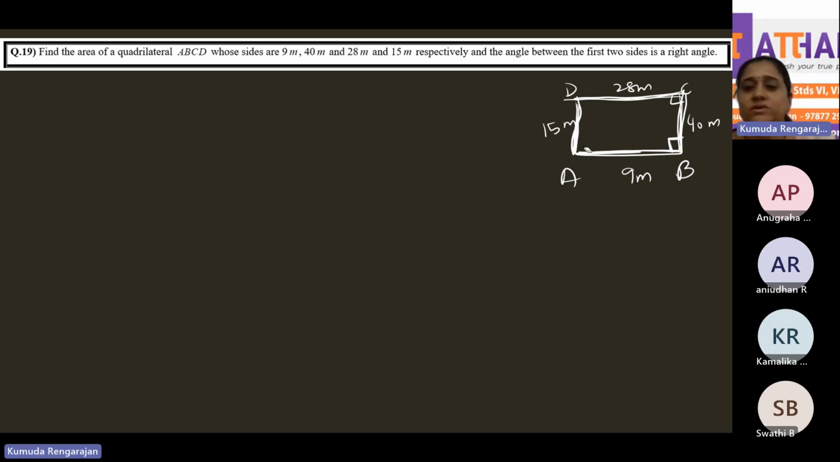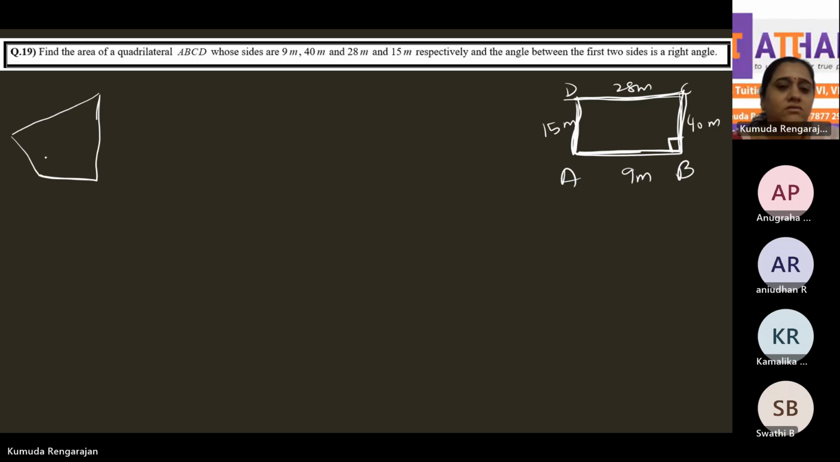So here what is given, which one is 90? The first two sides make the right angle. So this is the rough figure. 9 meters is small, no? So 9, then this is 90, so it has to be straight like this. Then maybe 28 is coming down like this and 15 like this. Rough figure. Correct? So I mark A, B, C, D, and this is 9 meters, this is 40 meters, this is 90 degrees here, this is 28 meters, and this is 15 meters.